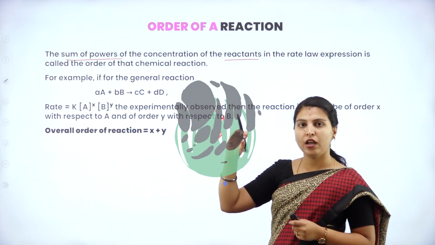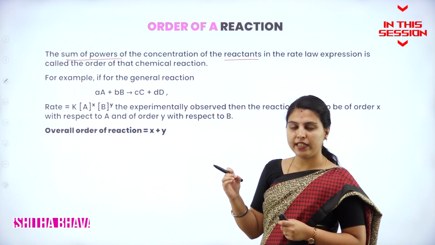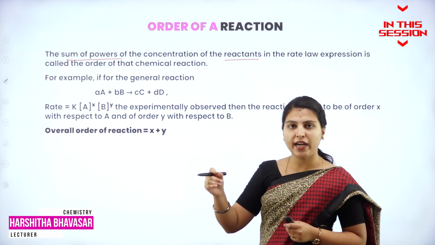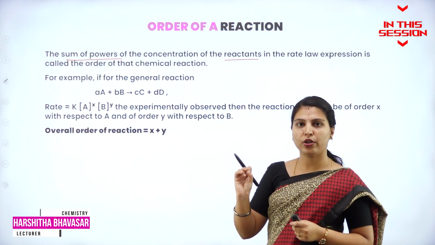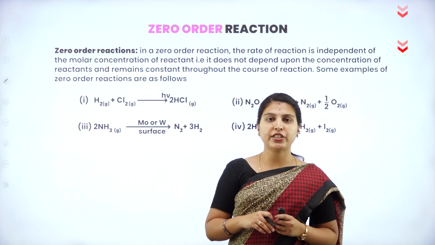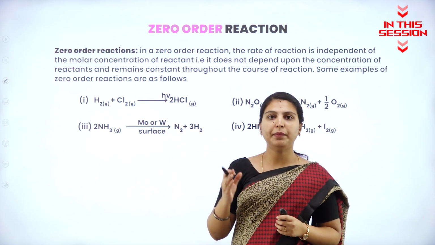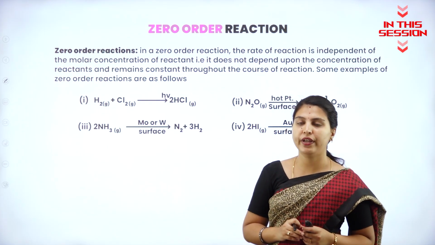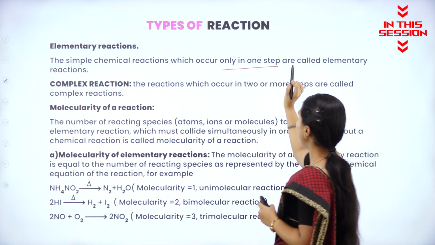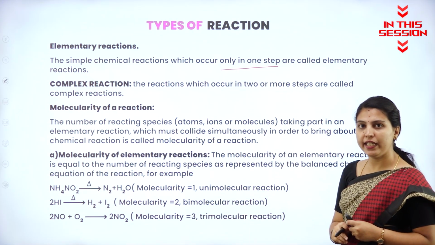Whatever the powers will be given in the reactant side over the concentration of the reactant, those powers you have to add and then you have to give the order of the reaction. In a zero order reaction, the rate of a reaction does not depend on the concentration of a reactant. The simple chemical reactions which occur only in one step are called elementary reactions.